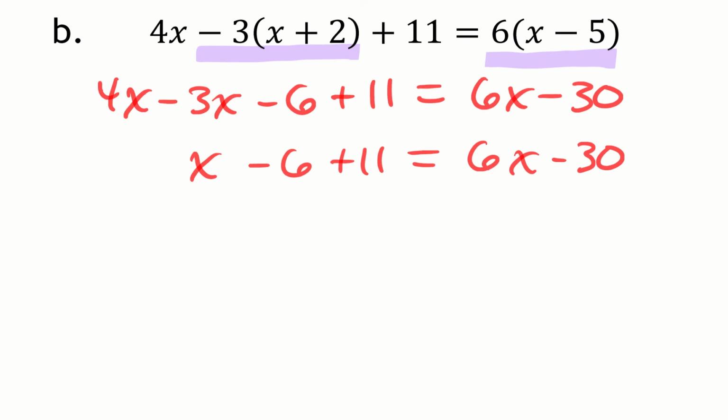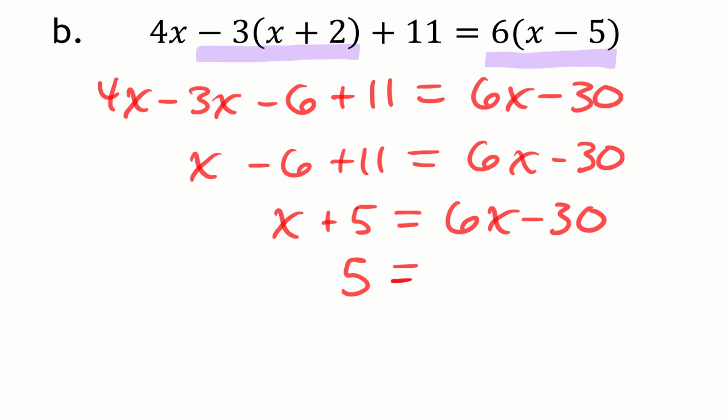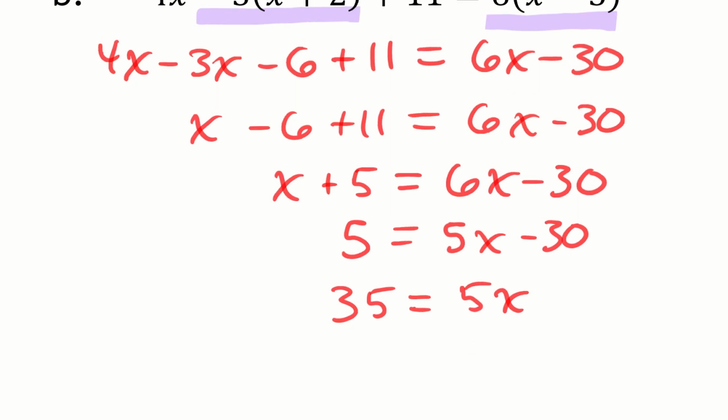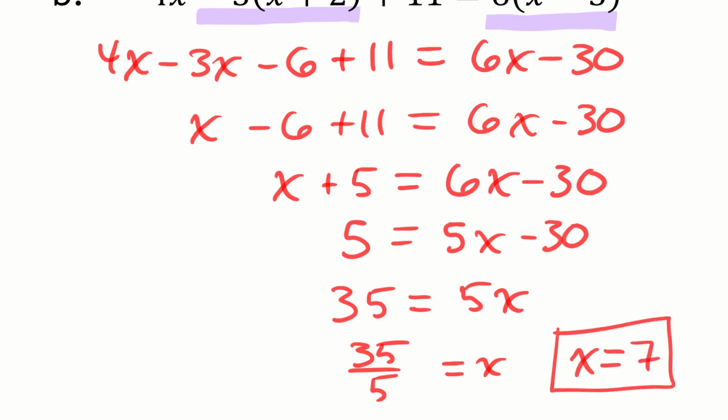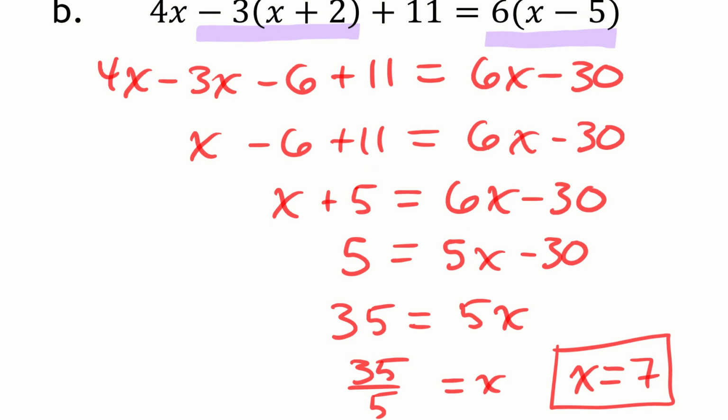Next, if I combine negative 6 and positive 11, that's going to give me positive 5. So this is going to become x plus 5 equals 6x minus 30. I'm going to subtract an x from each side, so 5 is 5x minus 30. I'm going to add 30 to each side, so 35 is 5x, and I'm going to divide both sides by 5. 35 divided by 5 is x, and it turns out that is the number 7. So x is 7 is my solution for this second equation.